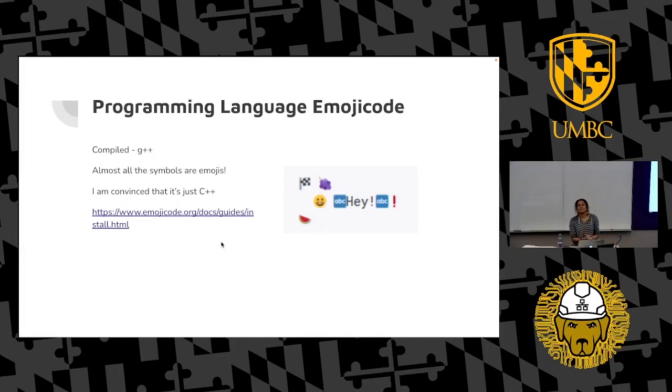And then there's emoji code. Emoji code is a compiled language. Almost all the symbols are emoji, and I'm convinced that it's just C++, because you not only need the C++ compiler, but if you squint really closely at that segment of code, kind of looks like it, doesn't it?